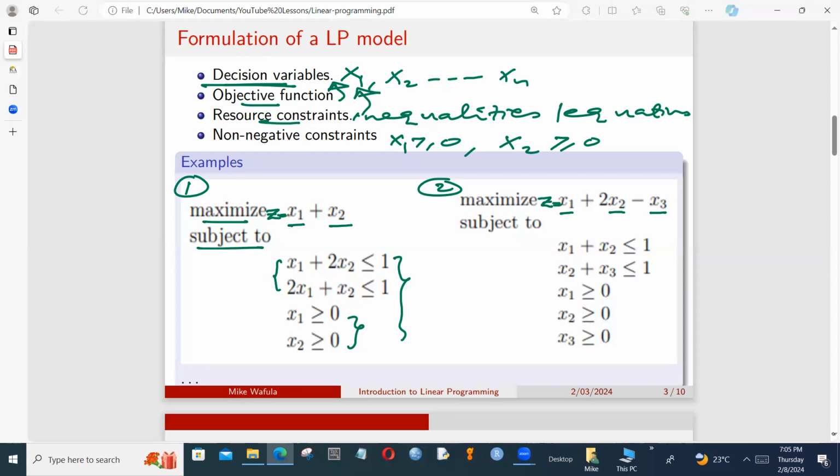And the constraints here are 5, with 2 being resource constraints and 3 being negative constraints. So these are examples of linear programming models. And so you have emphasized that it is not always the objective function being maximized. You may also get one that talks of minimize a given function z equals, let's say, 2x1 plus 3x2. So it's not a must that it will always be a maximization kind of objective function.